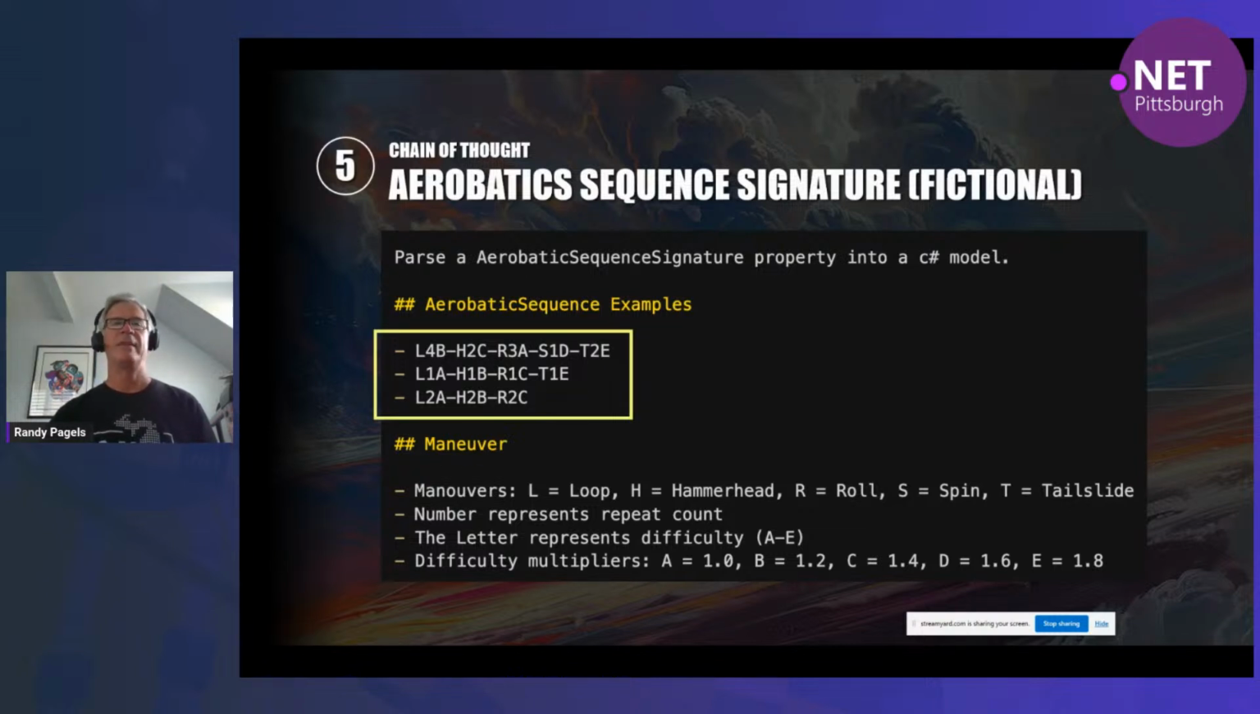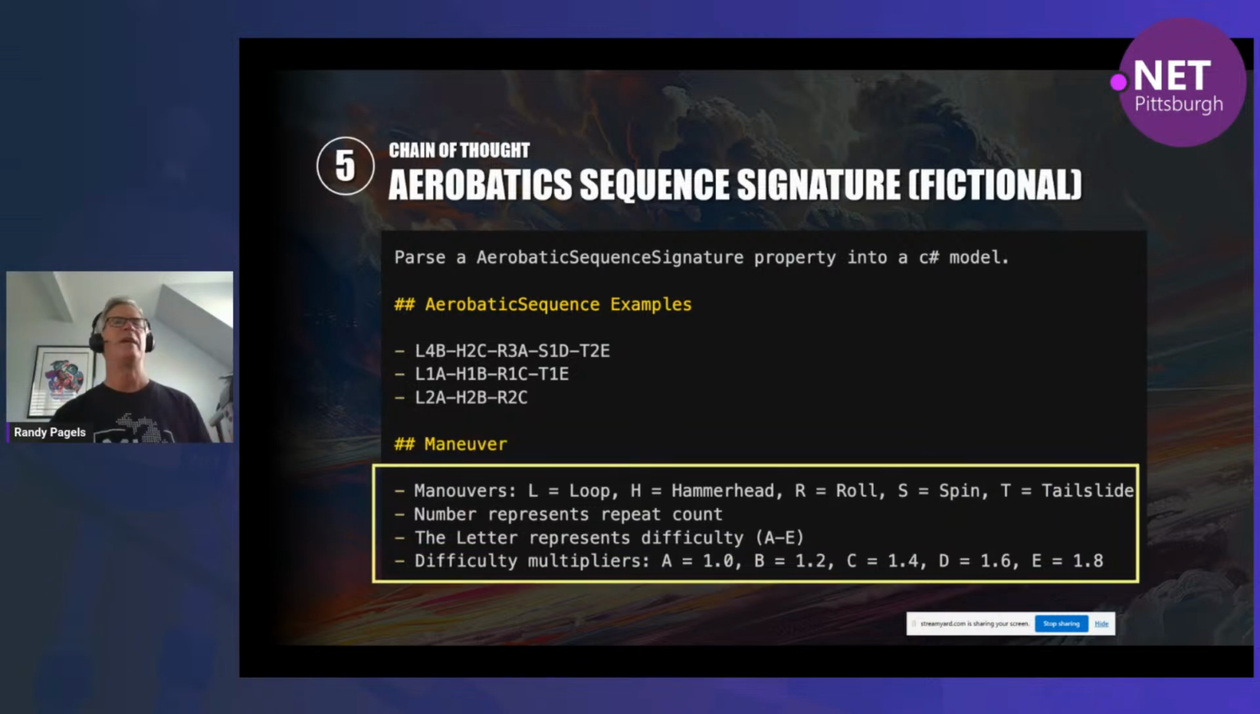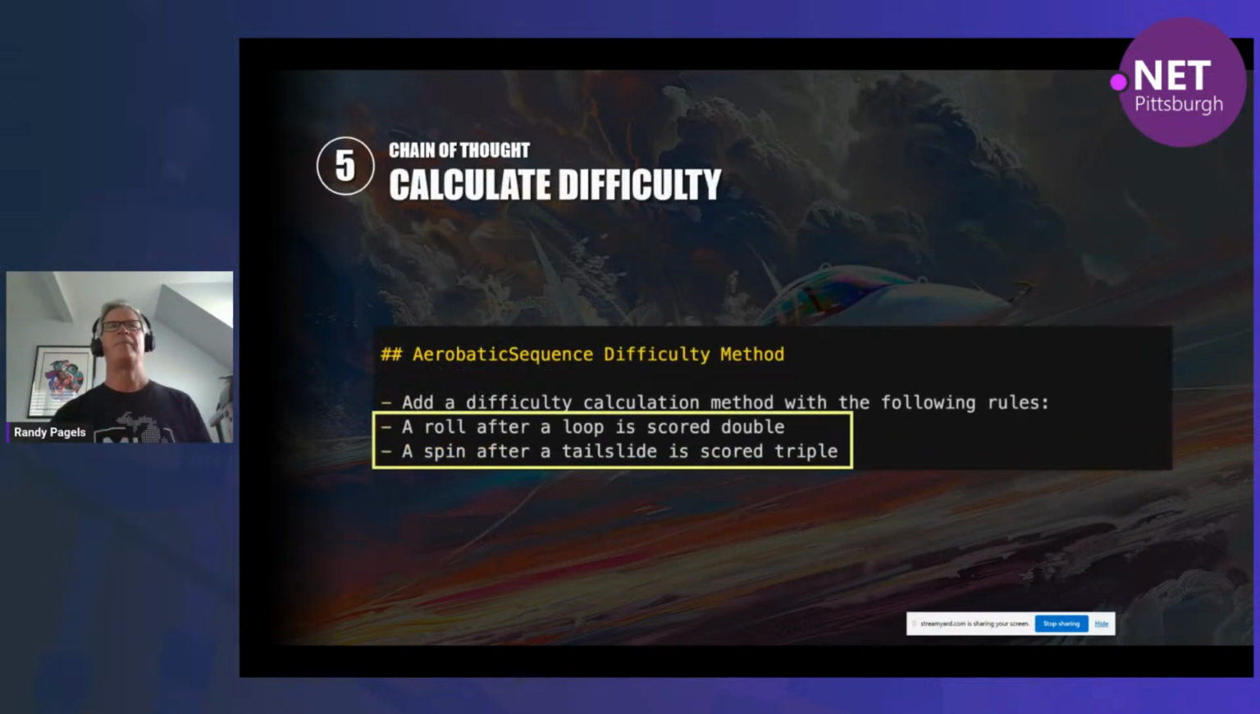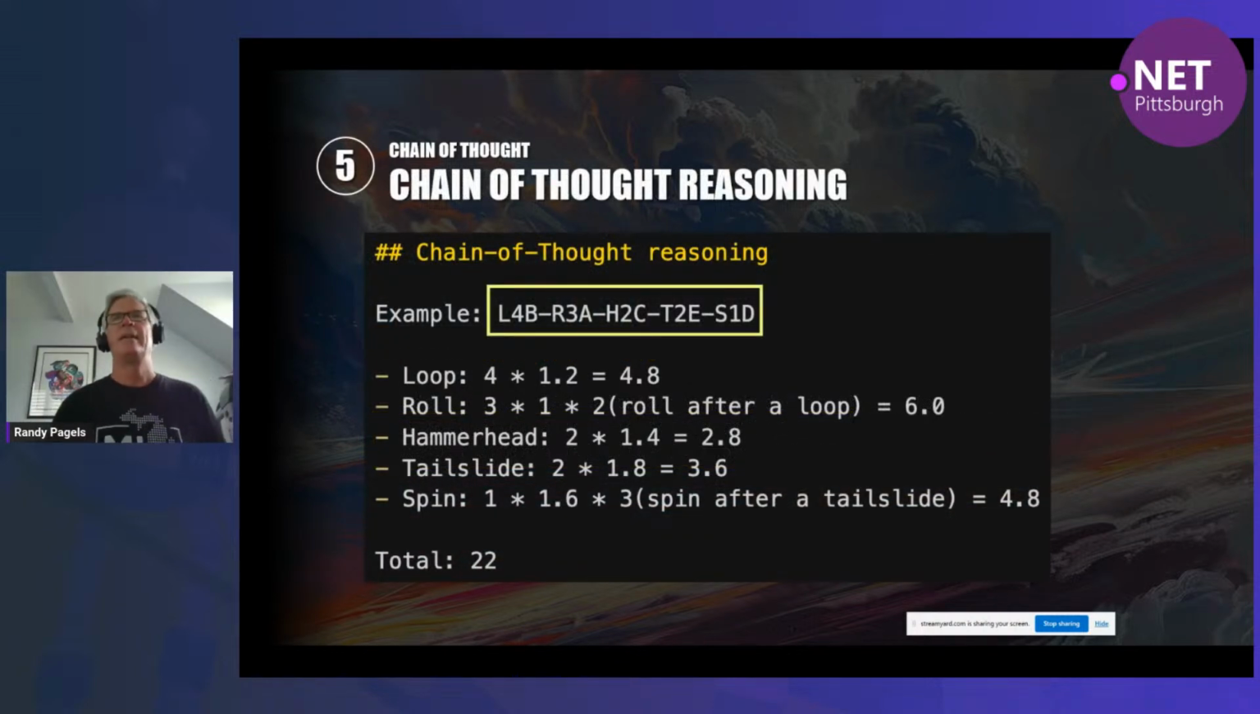You just break down the problem into these manageable pieces for Copilot and put this into a prompt. And then I'm giving it specific instructions on the way scoring works. Hey, we do a roll, we do a loop, double score, spin, etc. And then what Copilot will do is, again, chain of thought reasoning.